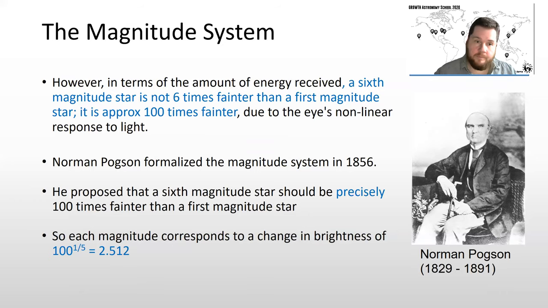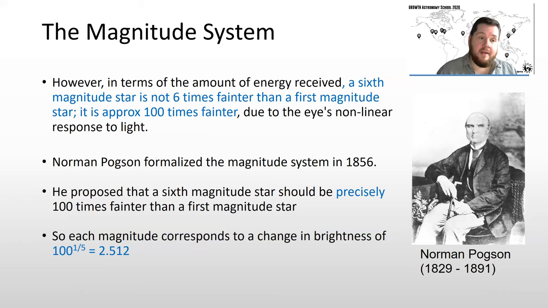So what do we do with that? Well, as I say, it's approximately 100 times fainter. We're scientists, we don't really like approximately. So the magnitude system was formalized by this guy. This is the astronomer Norman Pogson, who lived in the 19th century. In 1856, he formalized the magnitude system.